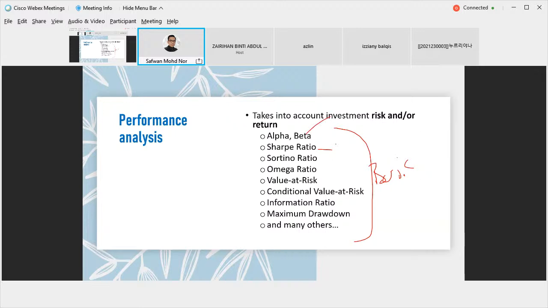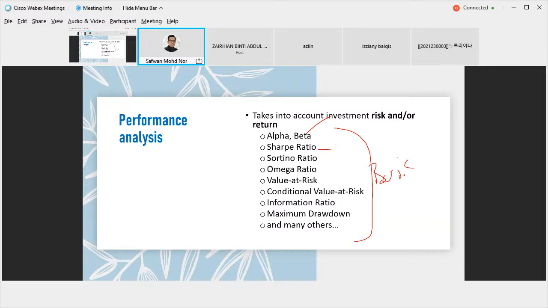Yeah, M squared is from Modigliani and Modigliani. The ones who developed that are actually the grandfather and the granddaughter. Yeah, very interesting. That is why it's called Modigliani and Modigliani or M squared. Now, just imagine you write a journal article with your granddaughter. So there are many performance measures whenever you want to evaluate your investment performance.